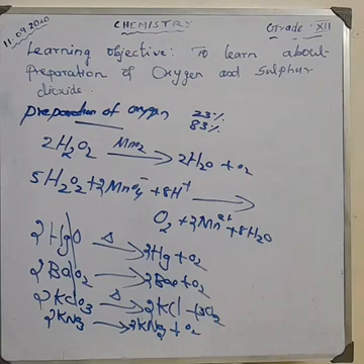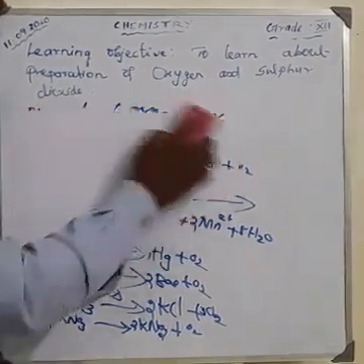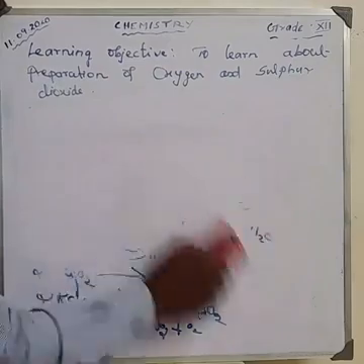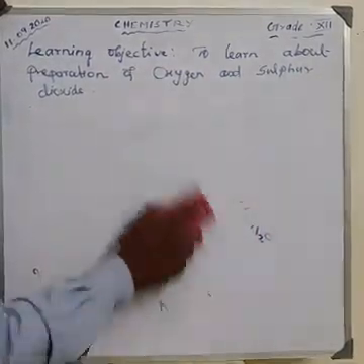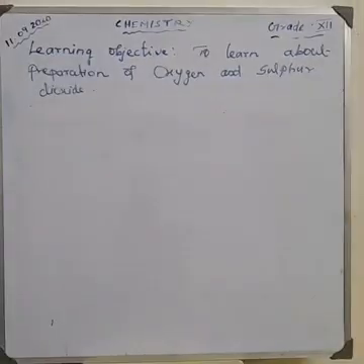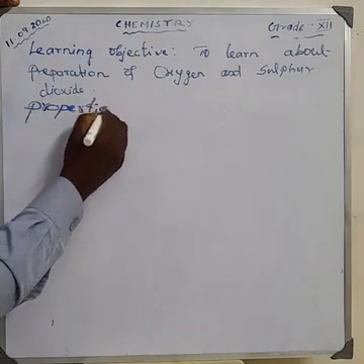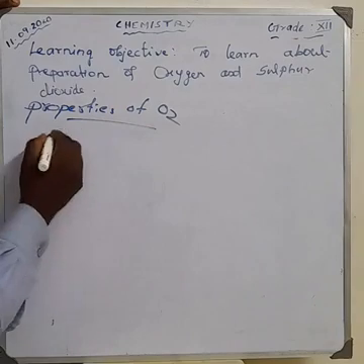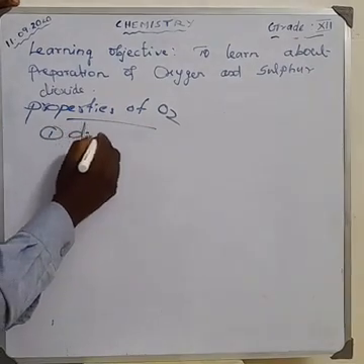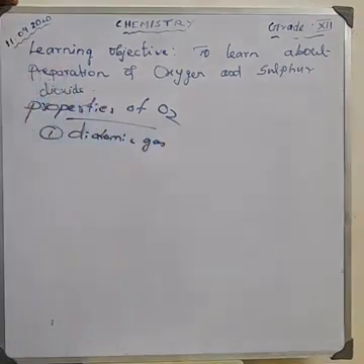Here we are learning about the properties of oxygen. All of you know this one. Under ordinary conditions, oxygen exists as a diatomic gas. What are the properties of oxygen? Well, it is a diatomic gas, okay?